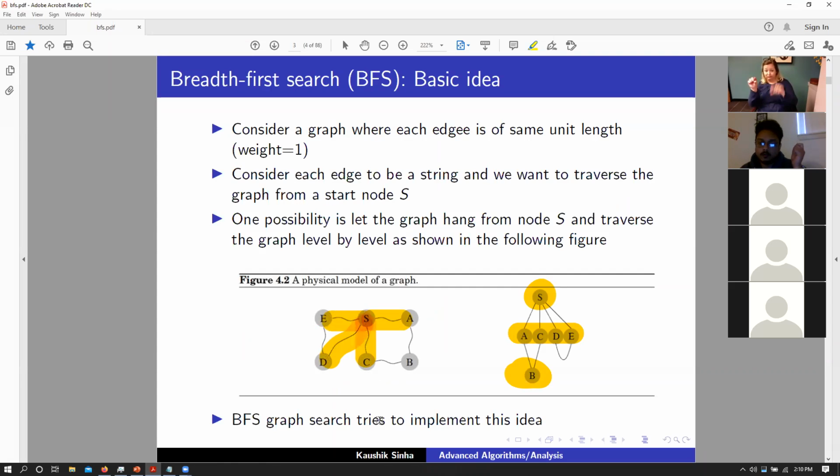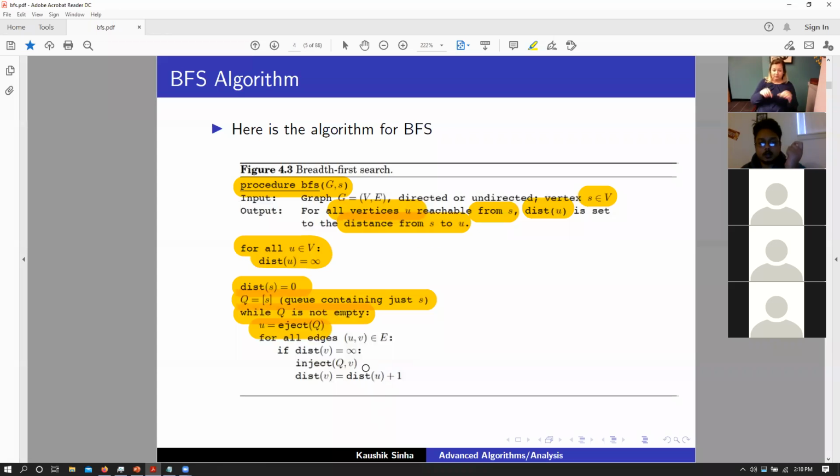So all of these edges, I'm going to evaluate those edges and update those weights such that for any edge u comma v, where u is my current node and v is the connected vertex from that edge, for every vertex v, we are going to check if distance is infinity. If it is infinity, we are going to insert that particular vertex in our queue and then set the distance to that vertex as the distance of u plus 1, right?